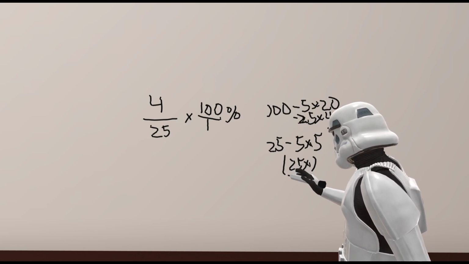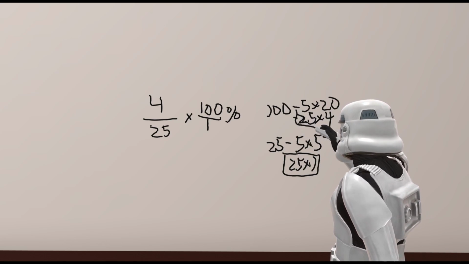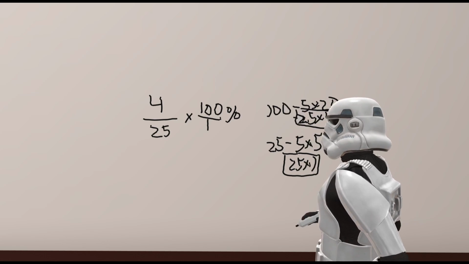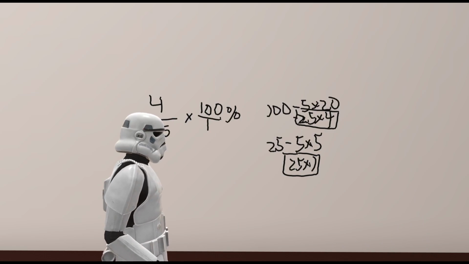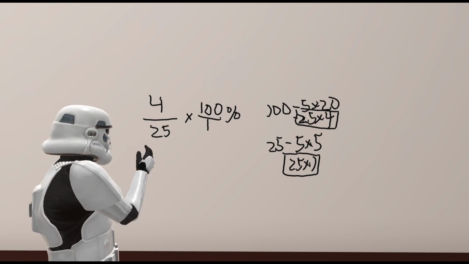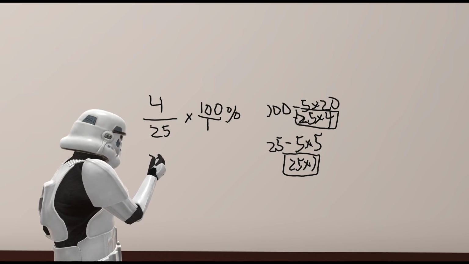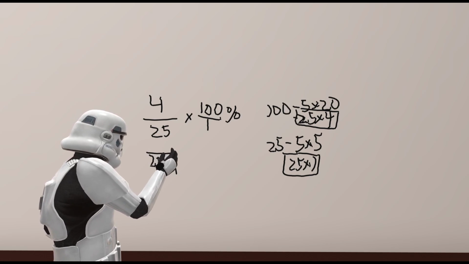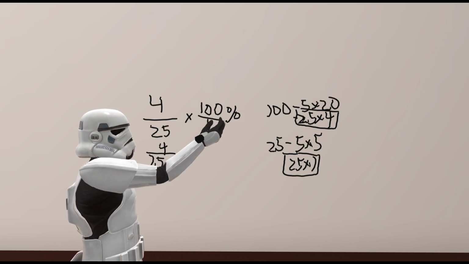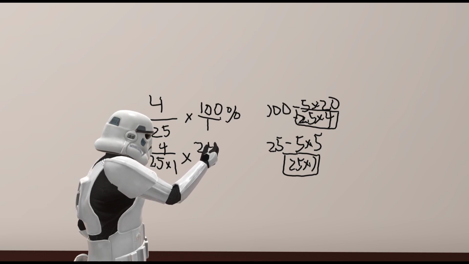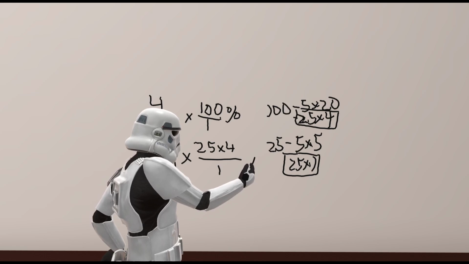So we're going to put these two factor pairs into our equation. So let's rewrite 25 as 25 times 1, 4 on the top. And we're going to rewrite our 100 as 25 times 4 over 1 with the percent sign.